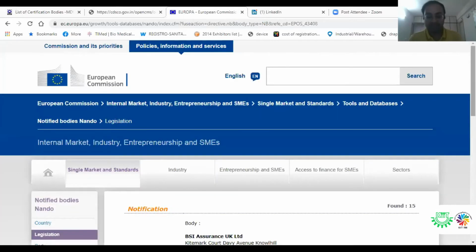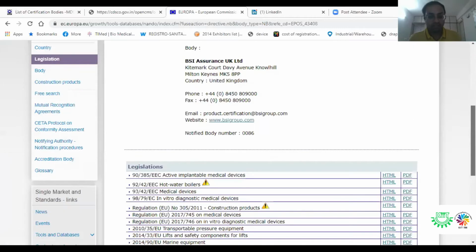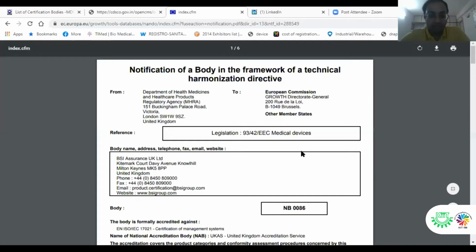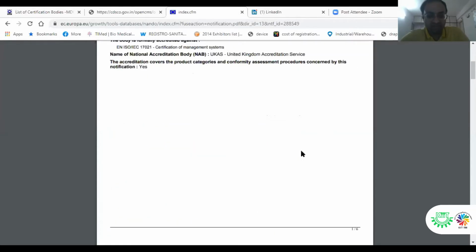Here you can see that BSI got selected, right? So now the various regulations are there, right? We have to select from these regulations. For the medical devices, we have to select the PDF. So you can see over here, the intent of showing this PDF is that you can see the scope.